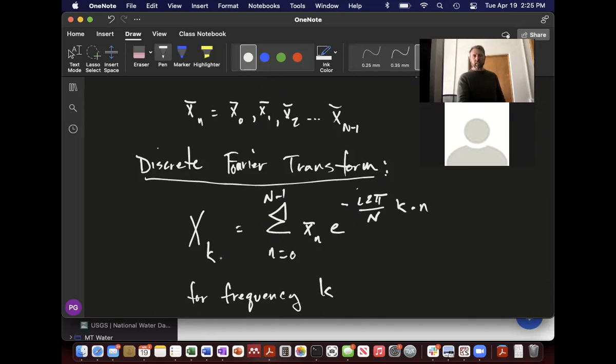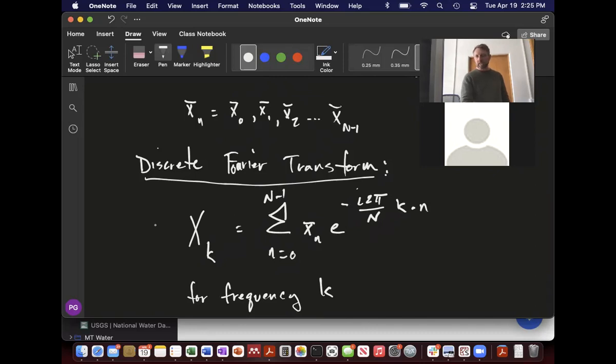Little n is all of these guys starting at zero and going to N minus one. So x of n would be, for example, when n equals zero, x of zero, right? Big N is however many of these that I have.